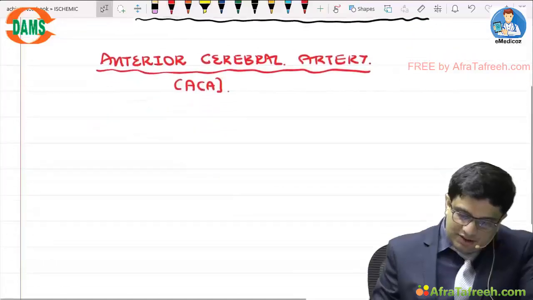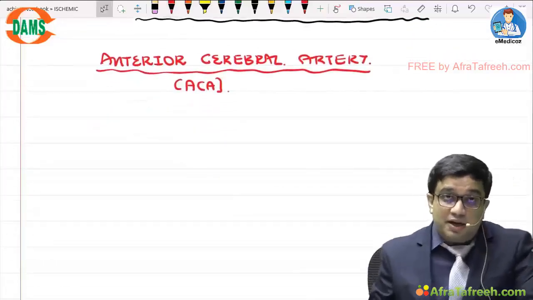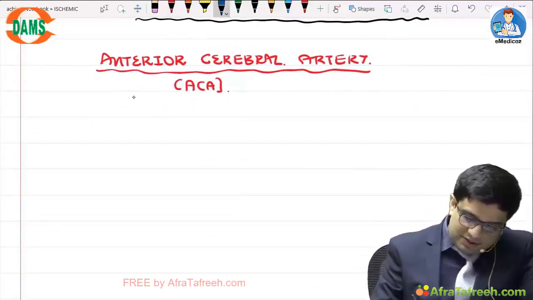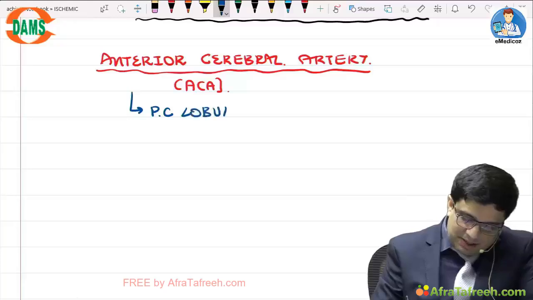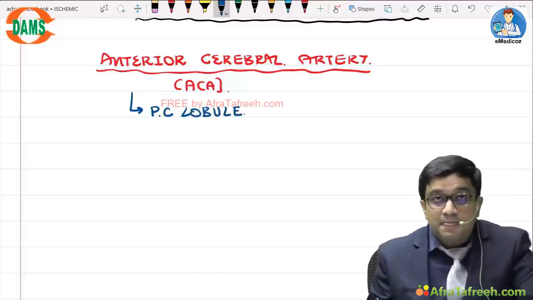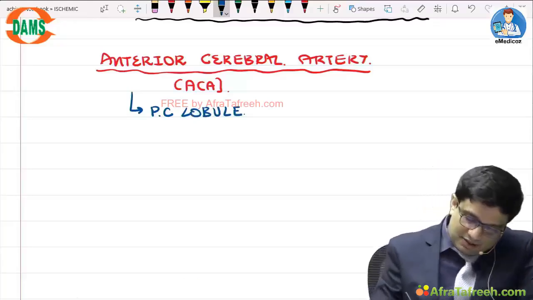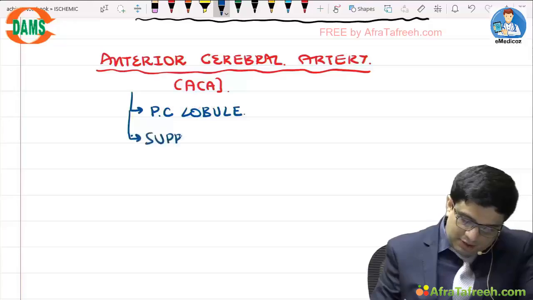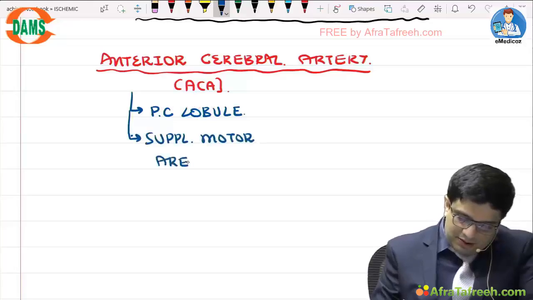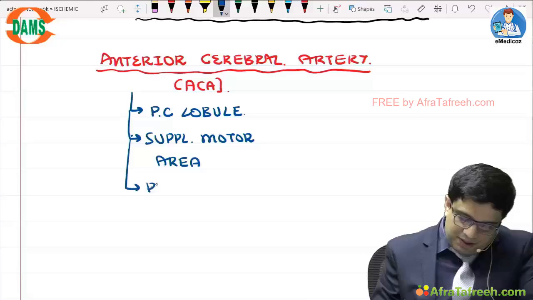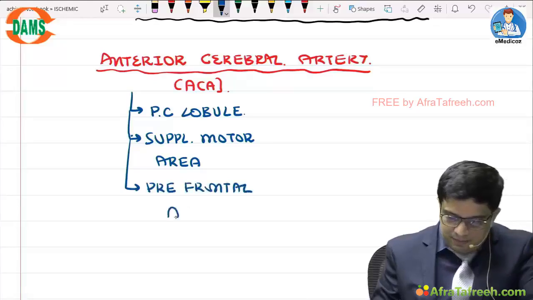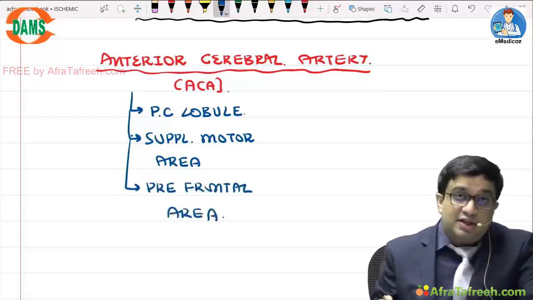Now when I look at the anterior cerebral artery, what all areas does it really supply? First area it supplies in the motor cortex is the medial most part that we have discussed earlier as a paracentral lobule. Second area it tries to supply is the supplementary motor area. And the third area it supplies is the prefrontal area. So when I look at these three areas, I understand their functions also.